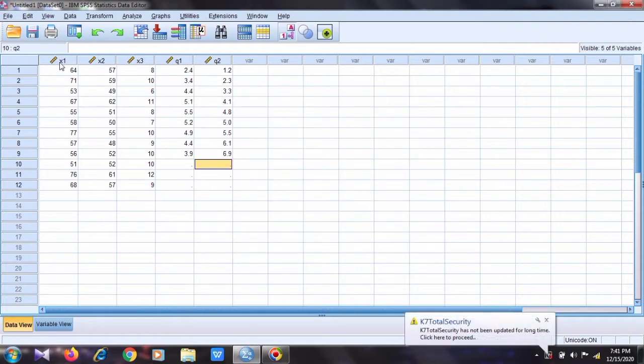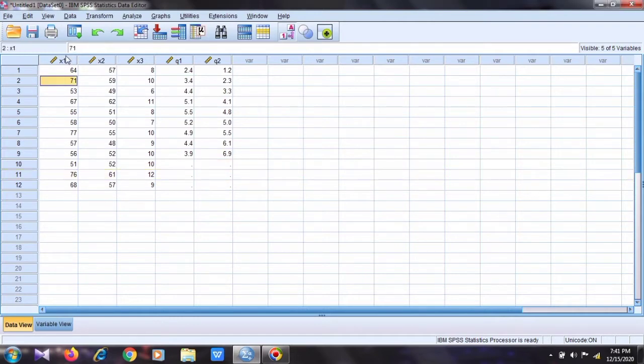Actually here I have some variables: x1, x2, x3, q1, q2. I'm just taking x1, x2, x3 for linear regression. Here let x1 be my dependent variable and these two be my independent variables. At first let's look at simple linear regression. So x1 and x2, this is my dependent variable, this is my independent variable.